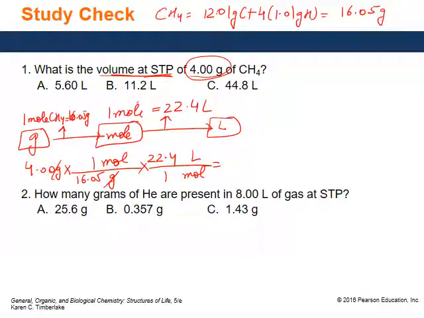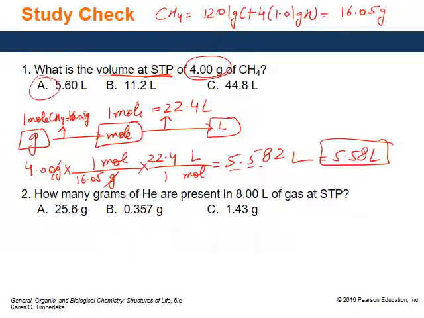So now if you plug this into your calculator, 4.00 divided by 16.05 times 22.4, I am getting the final answer as 5.582 liters. I am looking for 3 sig figs, which would give me 5.58 liters as my final answer, which is very close to this 5.60.